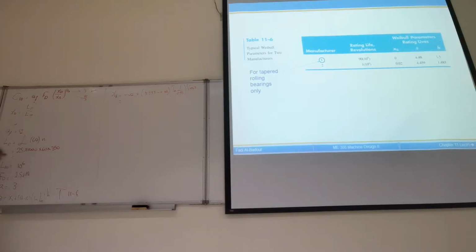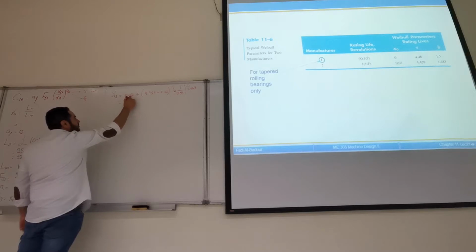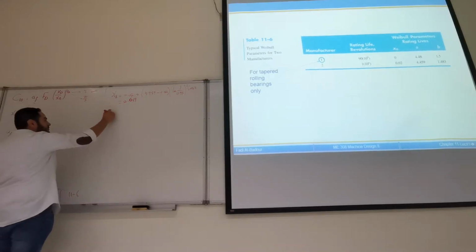XD is equal to 0.619. And LD is equal to 525 million. Is this LD or XD? Rev, million revolutions. So XD is simply 0.619, and LD is going to be 525.